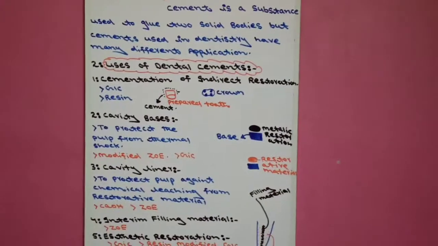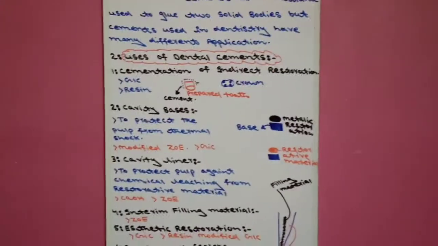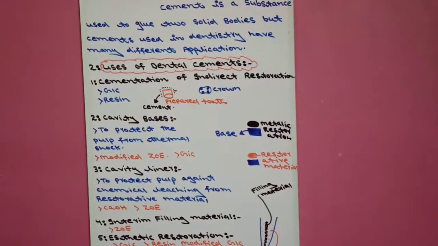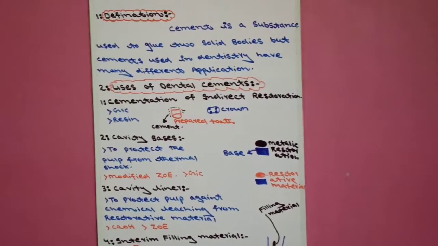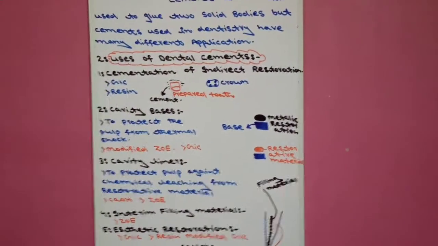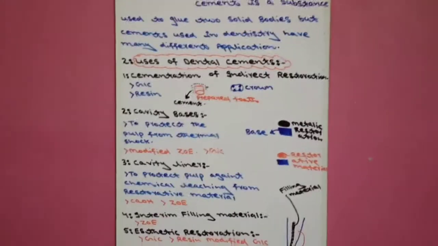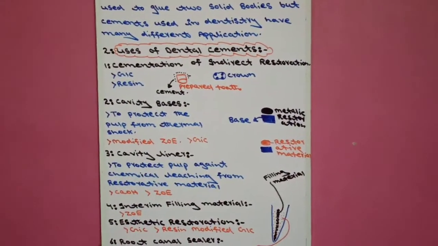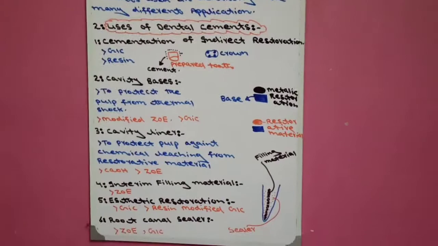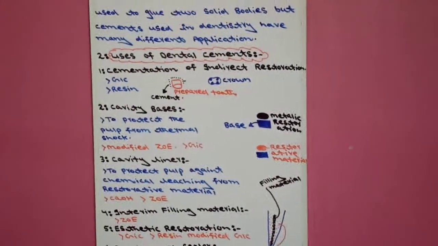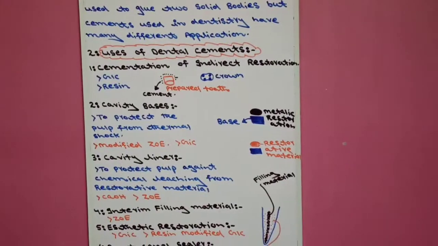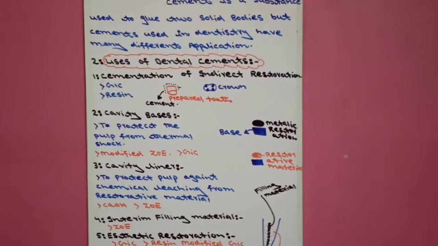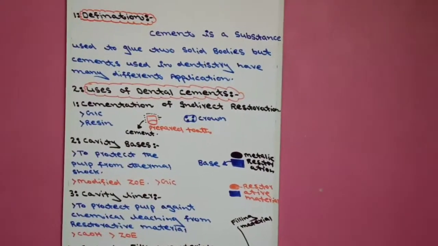There are 2 types of restoration: one is direct, one is indirect restoration. What is direct restoration? When a patient comes in the ward, we construct the cavity and directly fill the cavity with composite, amalgam, or GIC. This is known as direct restoration, when we directly fill the cavity in the ward, chair side. But what is indirect restoration?